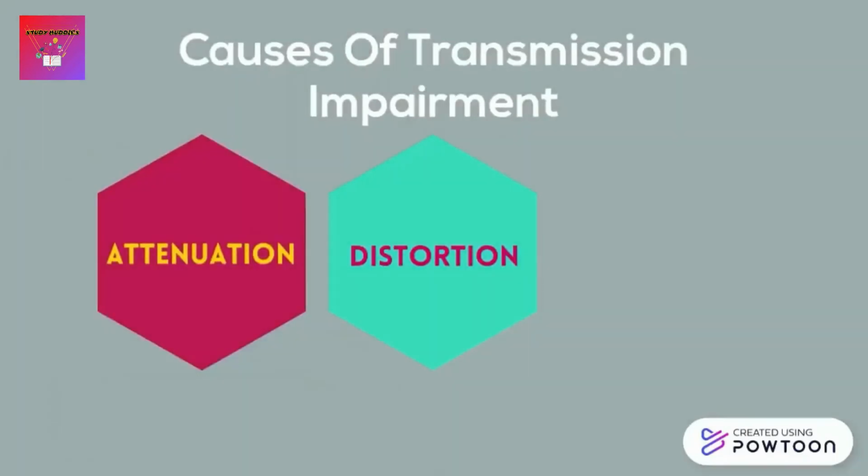Secondly, distortion. Distortion occurs when there is a change in the shape of the signal. This type of distortion is examined from different signals having different frequencies. Each frequency component has its own propagation speed, so they reach at a different time, which leads to the delay distortion. Thirdly, it is about noise. When the data is traveled over a transmission medium, some unwanted signal is added to it, which creates the noise.